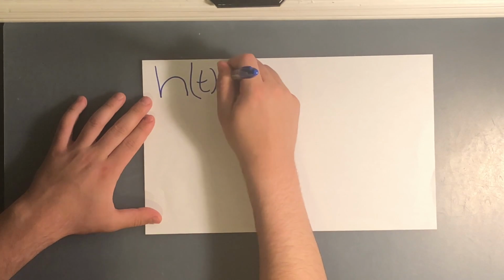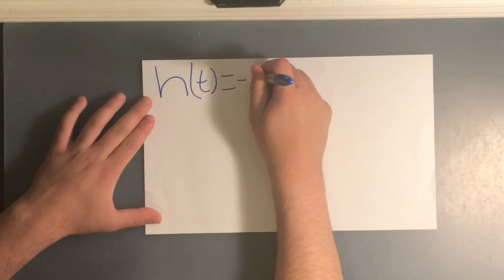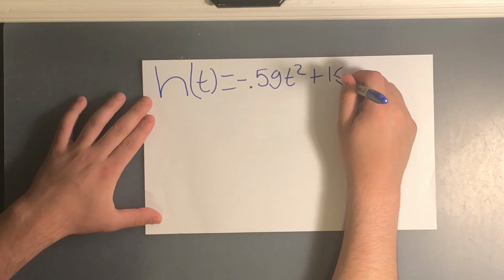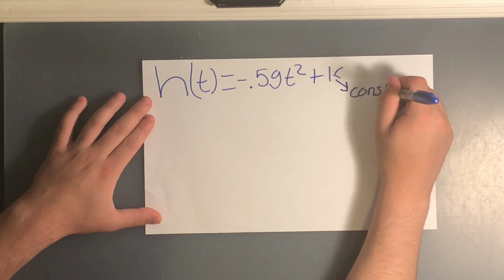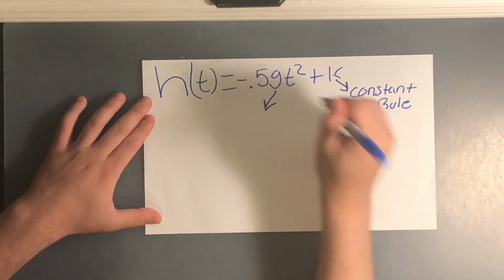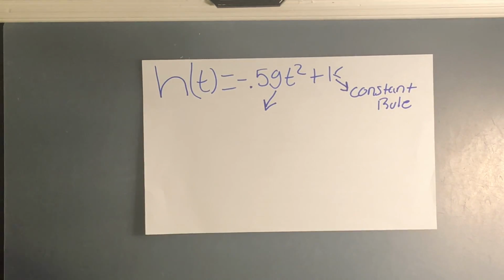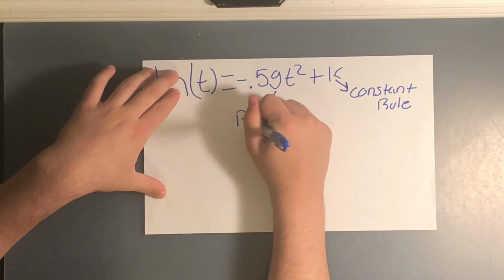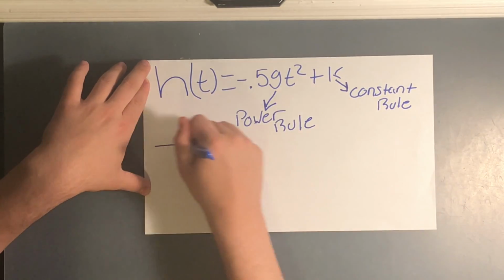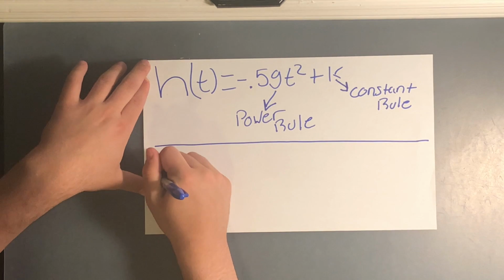So we know that this is our original function. And as said before, we'll be using the power function rule and the constant rule. So to break this up, left and right side, on the right side here we'll be using the constant rule, and on the left side here we'll be using the power rule.